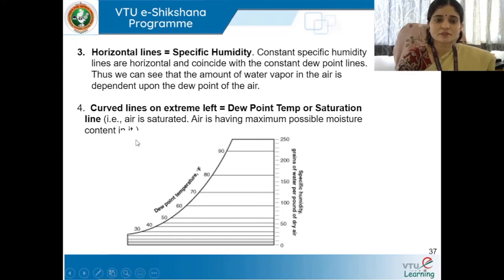The fourth aspect, the curved line on the extreme left, is the dew point temperature or saturation line. At this point, air is having the maximum possible moisture content in it. So these are the two lines in the graph: the horizontal lines and the curved leftmost line. Specific humidity, dew point temperature.